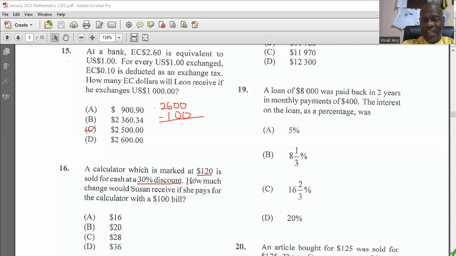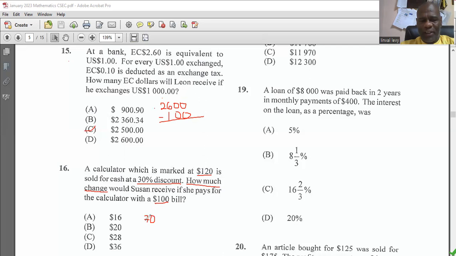So they want to know how much change, right? So it says how much change would Susan receive if she pays for the calculator with a $100 bill. So right there and then, you know that what you want to find out is the change she's going to get back from the $100, not the cost of the calculator, right? But you have to find out how much the calculator costs. So in this case, she's going to pay 70% of the money. Why? Because they're taking off 30%. Good? If they're taking out 30%, what we can say then is we are finding 70%.